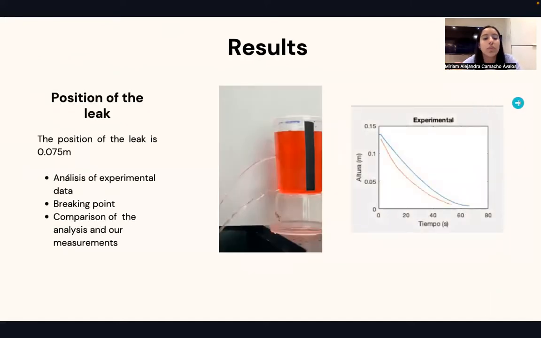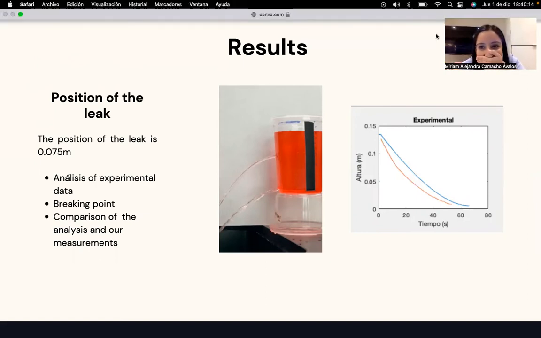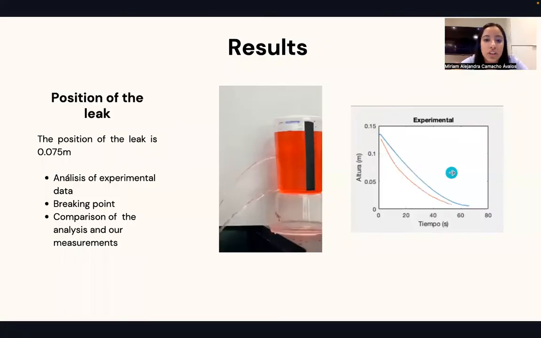For the results, we got the position of the leak. The position of the leak is 0.075 meters. And for this, we analyze the graph. On the breaking point, we got to know the position of the leak. Also, we compare it to the height of the container. And the position of the leak is 0.075 meters.